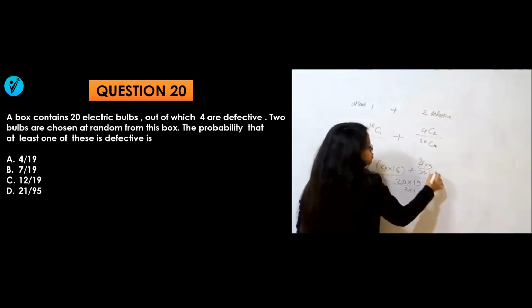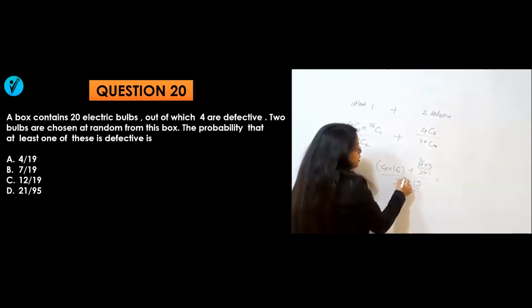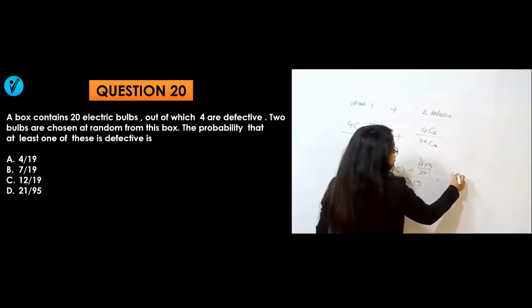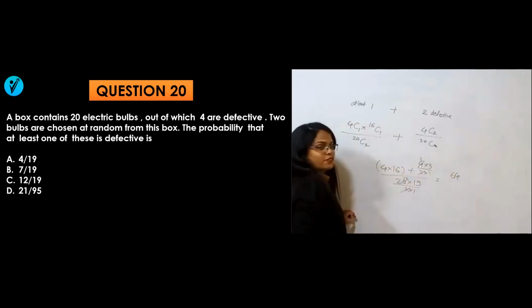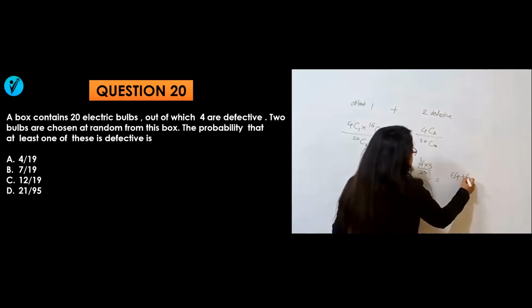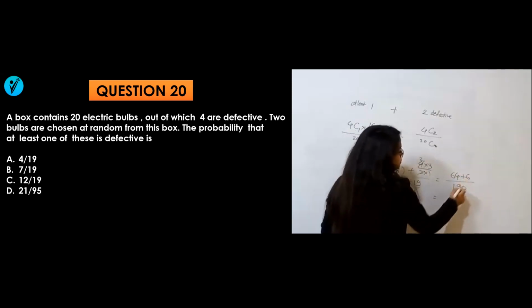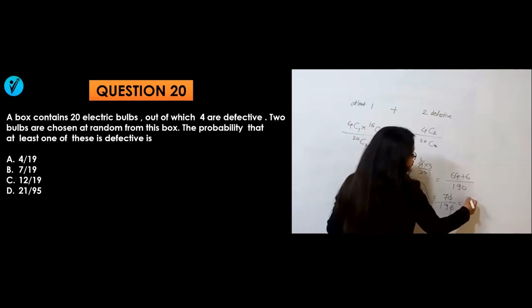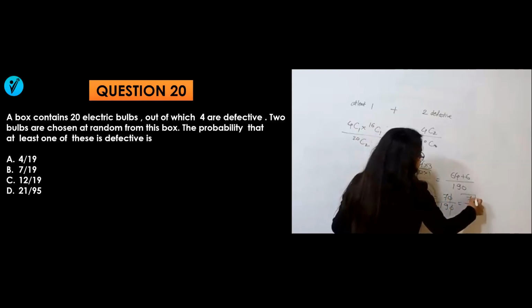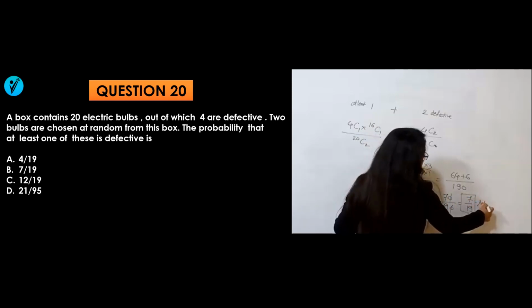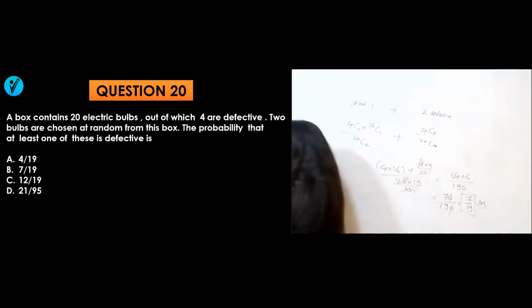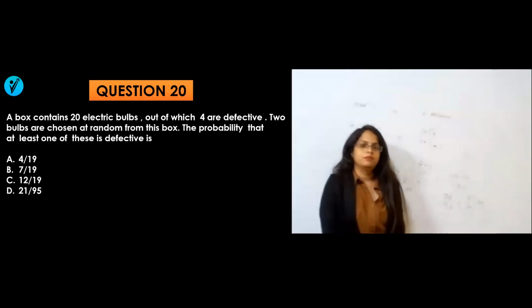2 ones are 2, 2 twos are 4. So what will it become? 2 ones are 2, 2 tens are 20. 4 sixteens are 64, plus 6, whole divided by 19 into 10, which will be 190. So this one will be 70 divided by 190. You can see the 0s cancelled. So this will be equal to 7 by 19. That is, option number B will be the answer.